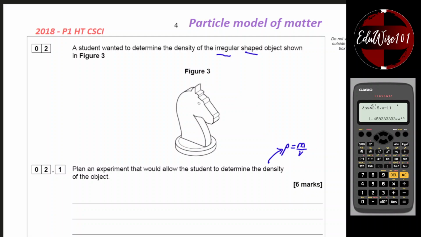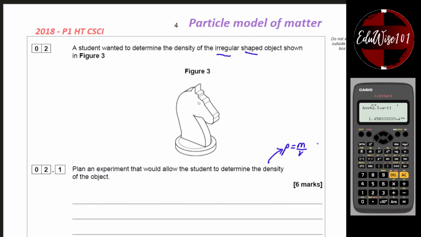For 6 marks, you need to describe how to measure the mass and then how to measure the volume and then state this equation. So the easiest part is to measure the mass. You simply use a weighing scale and measure the mass in grams or in kilograms.